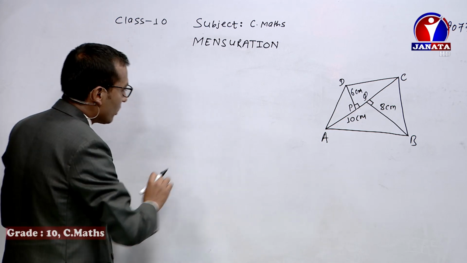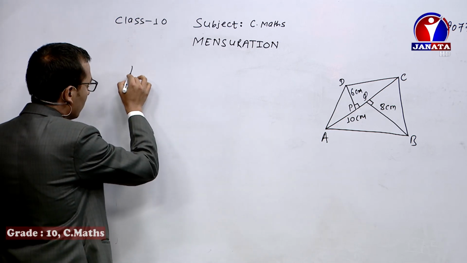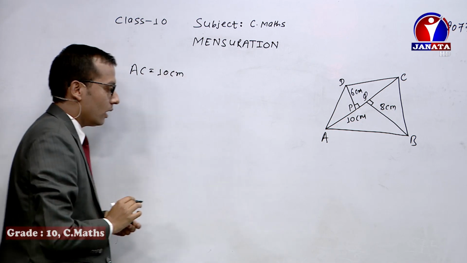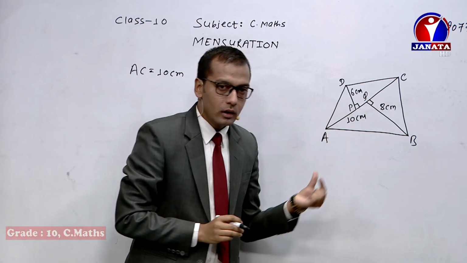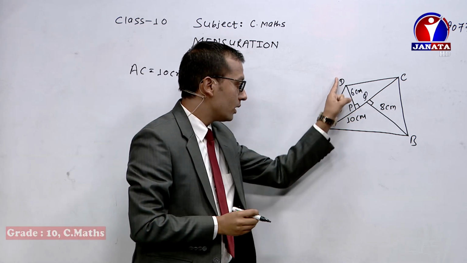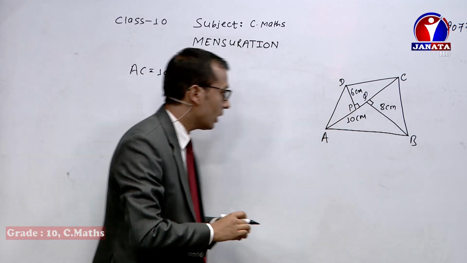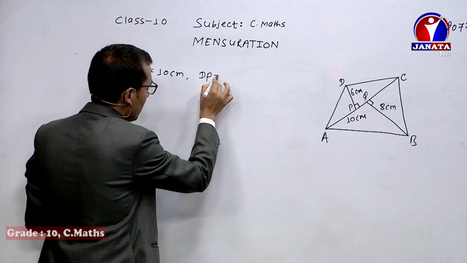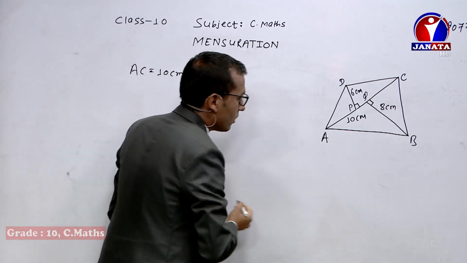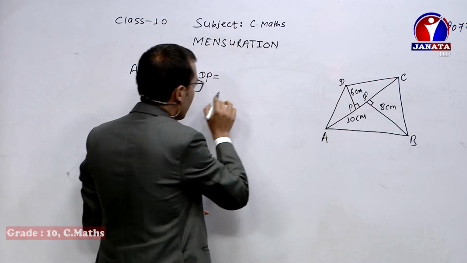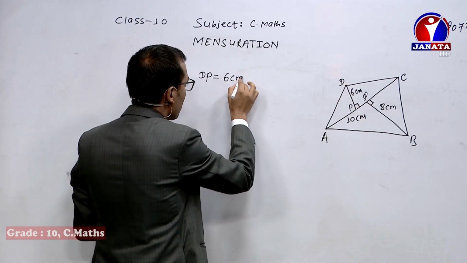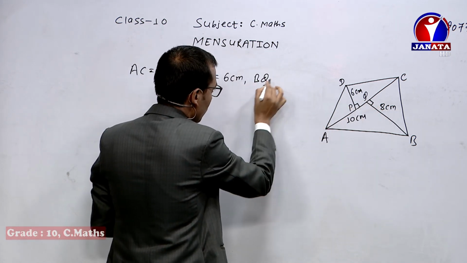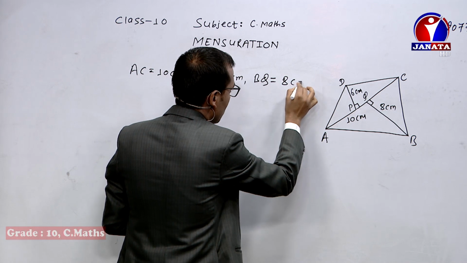What is the given information here? The length of diagonal AC is 10 centimeter. What are the lengths of the perpendiculars? What is the length of DP? DP is one perpendicular drawn from D on AC. Its length is 6 centimeter. And what is the length of BQ? BQ is 8 centimeter.